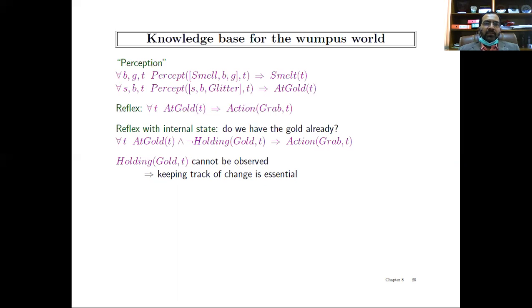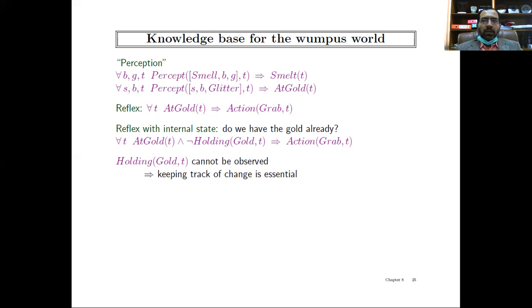So if there is a smell at a given point in time, it means we have smelt at a given point in time. If we have a glitter at a given point in time, it means we are at gold at a given point in time. So the reflex statement or a reflex action is represented as for all t at gold t.